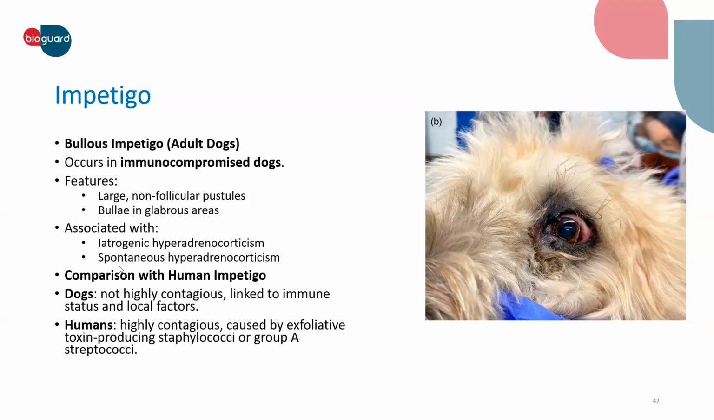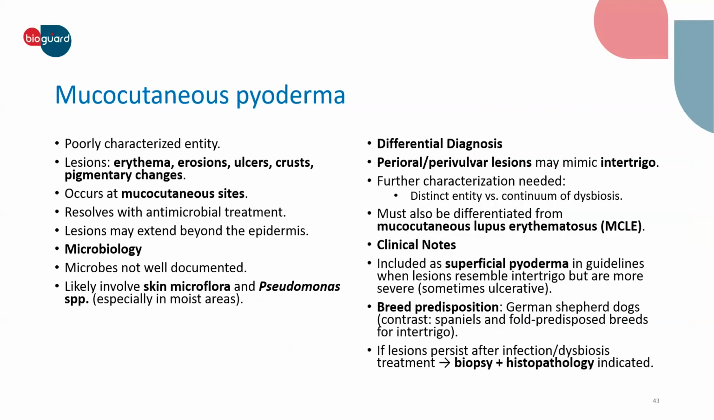And when compared to human impetigo, the impetigo in dogs is not highly contagious, usually linked to immune status and local factors. However, in humans, impetigo is usually highly contagious, caused by exfoliative toxin-producing Staphylococci or group A streptococci. So it's different between humans and dogs.